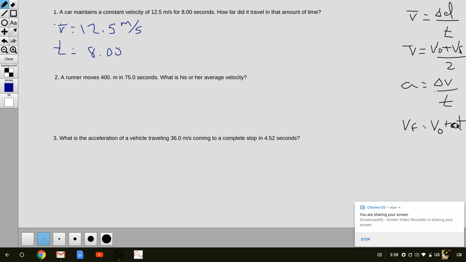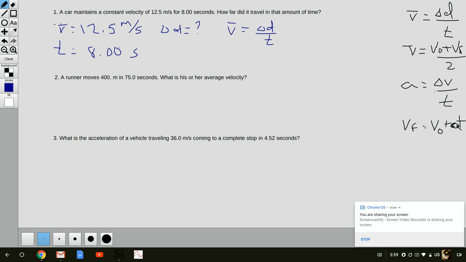So our average velocity was 12.5 meters per second for a time interval of 8 seconds. And so what they are asking for is a displacement. If I go over and check my equations, there's only one equation that has displacement in it, and that is the very top equation there. So that's the equation we're going to need to use. This is where I start grading. You write down the equation. Let me see the equation.